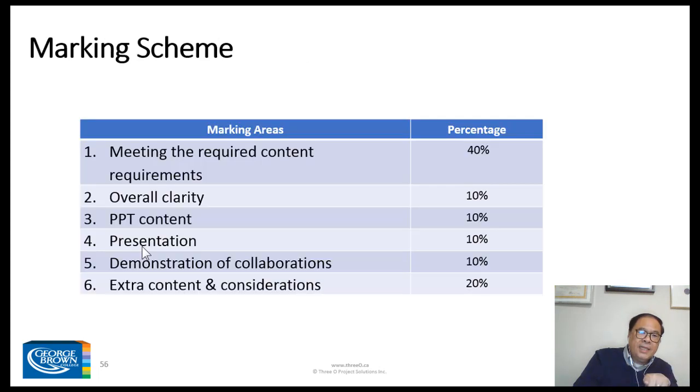Okay, so this is the marking scheme. There are points for extras, but basically, in answering my questions, you get 40. A good, clear presentation, PowerPoint content, and the actual presentation will get you to about 70. And making sure you show demonstration of collaboration, not just one person, is another 10 marks.